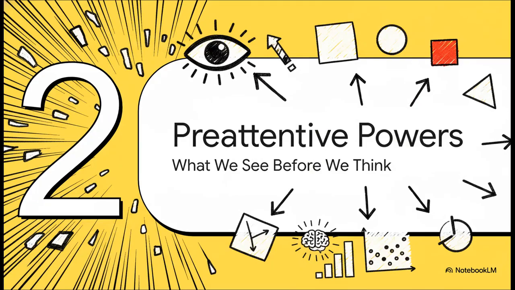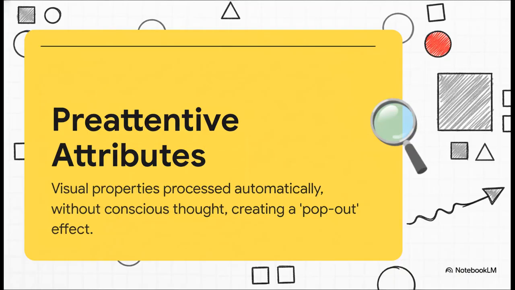So how does this even work? How is that instant perception even possible? Well, it's all thanks to something called pre-attentive attributes. You can just think of these as the visual superpowers our brains have, letting us make sense of things without even trying. The official definition is that they're the visual properties we process automatically. No conscious thought required. You don't decide to see them. Your brain just does. It's that classic pop-out effect, you know? When one thing just jumps out at you because it's different from everything else.